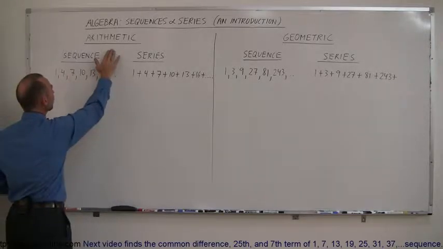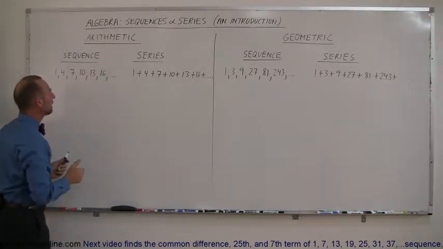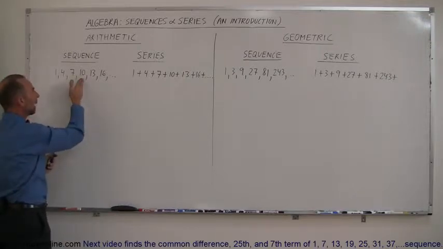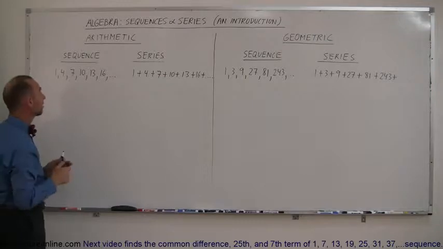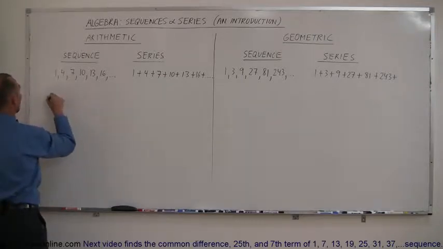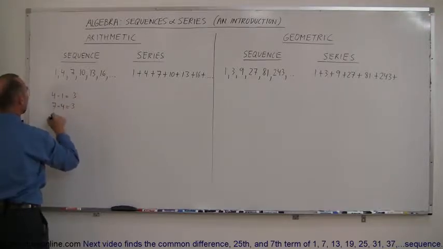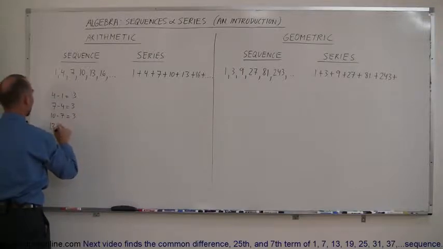For an arithmetic sequence or series, we can take any number and subtract the previous number from it, and the difference will always be exactly the same number. For example, we can take 4 minus 1, and we get 3. We can take 7 minus 4, we get 3. We get 10 minus 7, we get 3. We take 13 minus 10, we get 3.